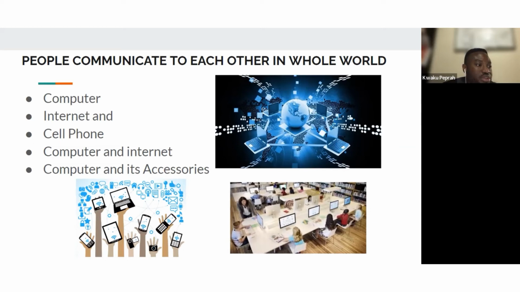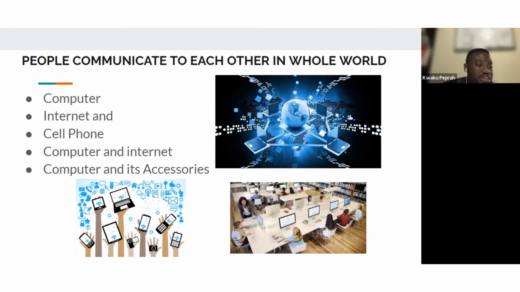People communicate to each other in the world, and they do that by means of computer. They do that by means of internet and cell phones. So in technology, computer and internet system comes into play. And in this case, a computer becomes the media and the internet becomes the system that is used in operation for the purpose of communication.